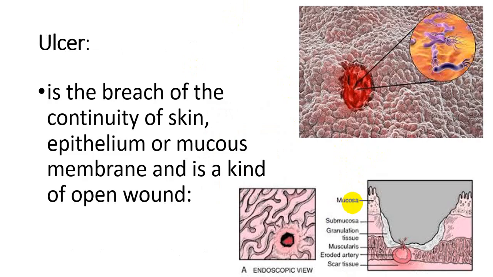Ulcer. Ulcer is a breach of continuity of skin, epithelium, or mucous membrane, and it is a kind of open wound. Here we see the mucosa of the stomach. There is a defect in the epithelial continuity.